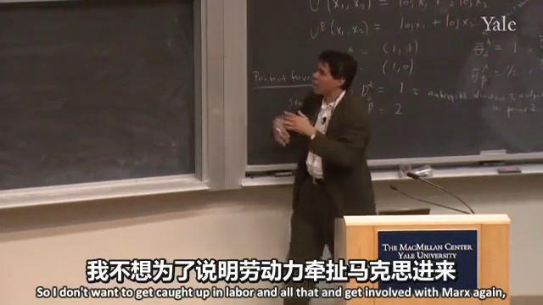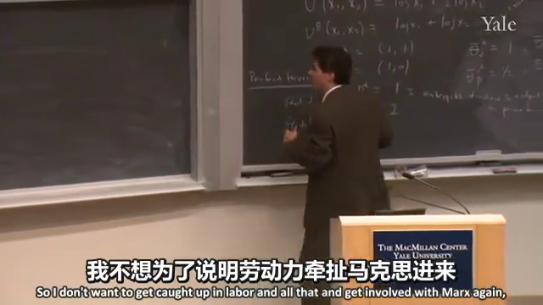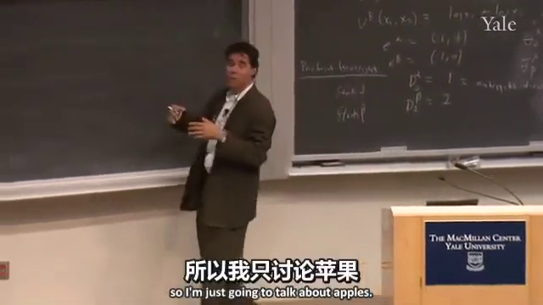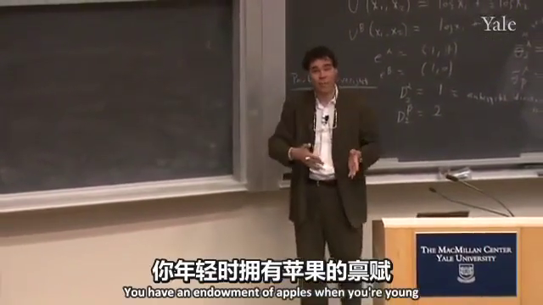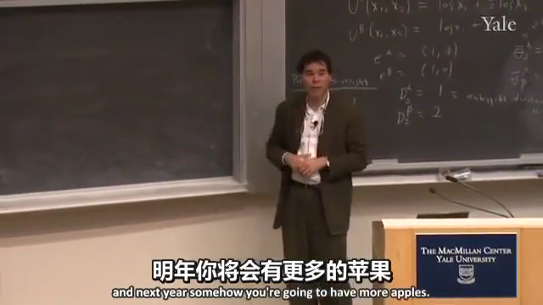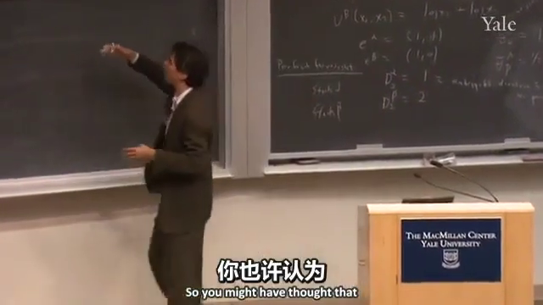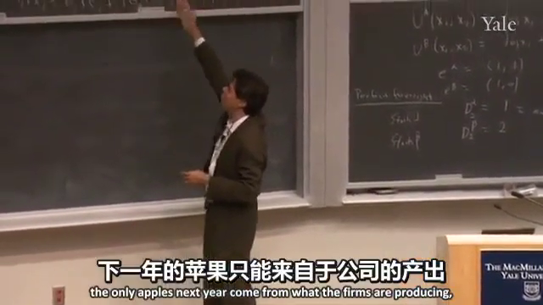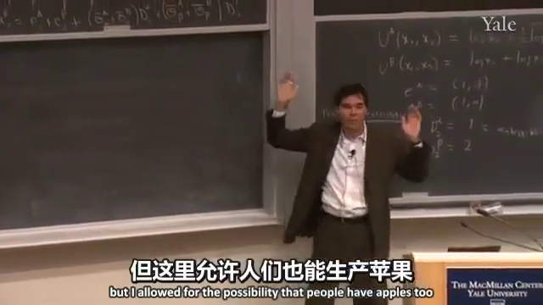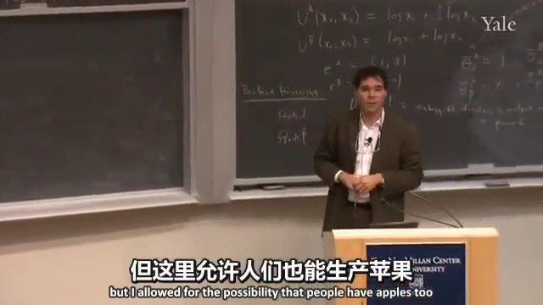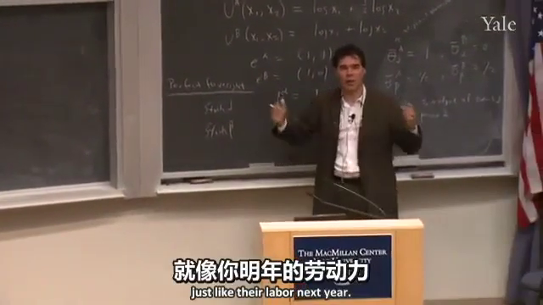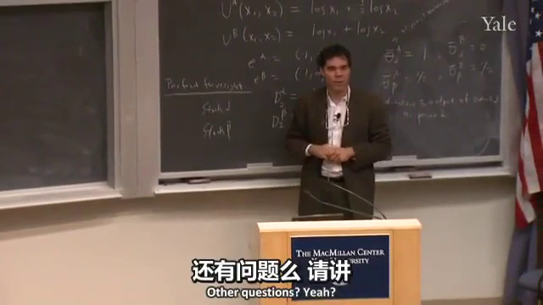So, you know, I don't want to get caught up in labor and all that and get involved with Marx again. So I'm just going to talk about apples. You have an endowment of apples when you're young, and next year somehow you're going to have more apples. You might have thought that the only apples next year come from what the firms are producing. But I've allowed for the possibility that people have apples too, just like their labor next year. Okay, other questions?